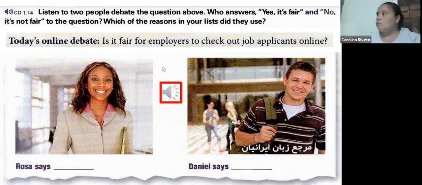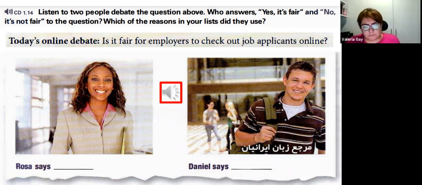Page 17, online footprints. 3, listening and speaking. But is it fair? B: listen to two people debate the question above. Who answers yes, it's fair, and who answers no, it's not fair? Which of the reasons in your lists did they use?